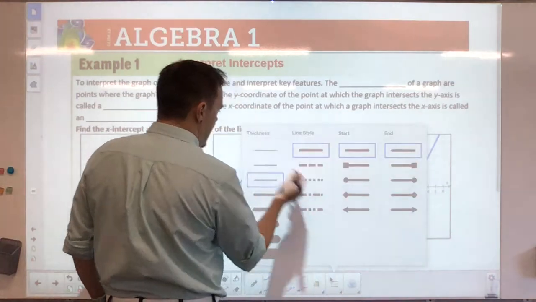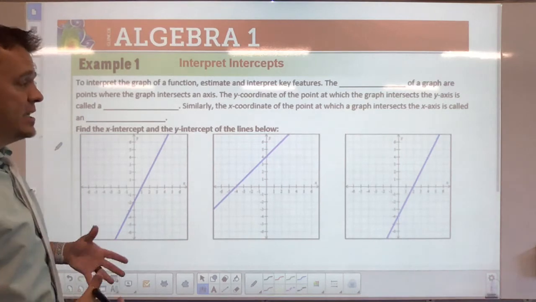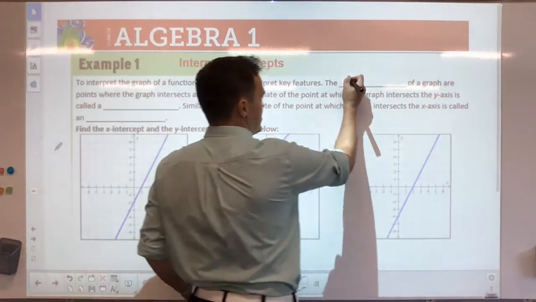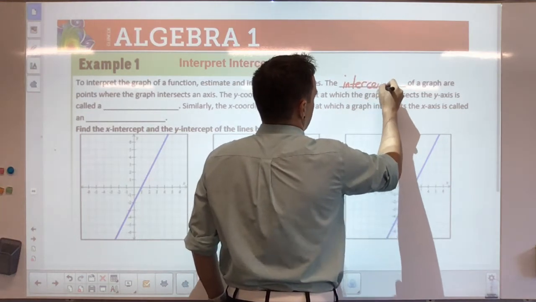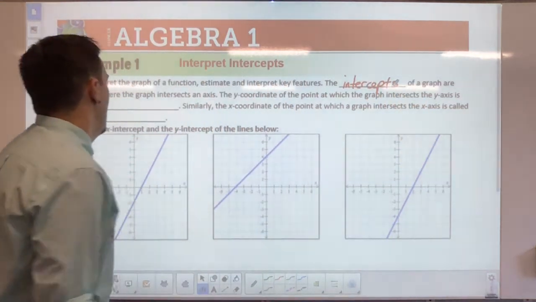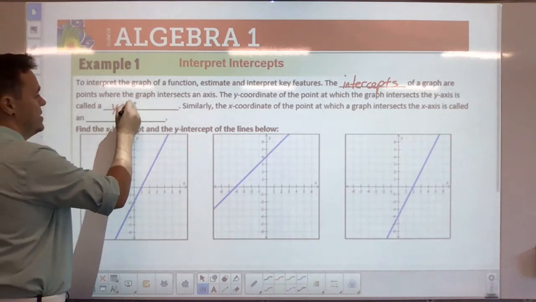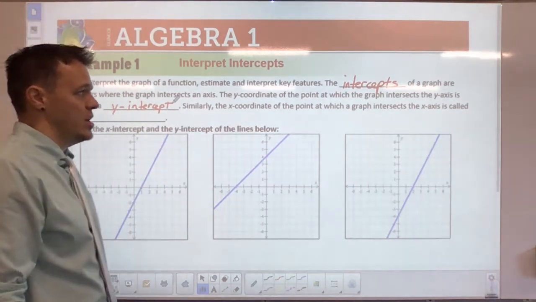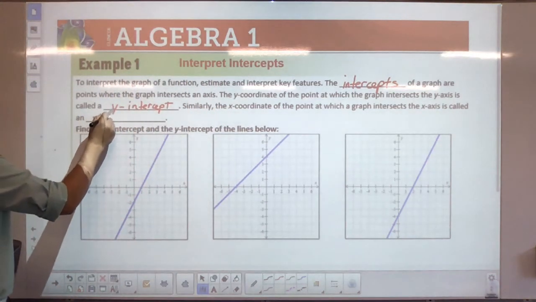Okay, a couple things here. Vocabulary, starting off the bat. To interpret the graphs of a function, estimate, interpret key features. The blank of a graph are points where the graph intersects an axis. This would be the intercepts. The y-coordinate of the point at which the graph intersects the y-axis is called the y-intercept. Similarly, the x-coordinate of the point at which a graph intersects the x-axis is called the x-intercept.